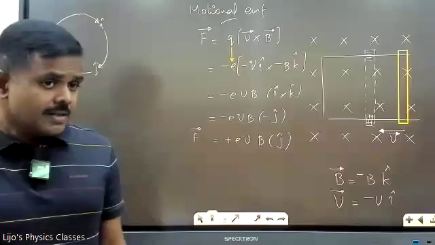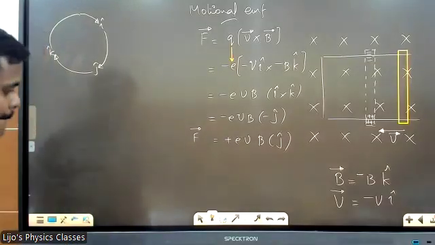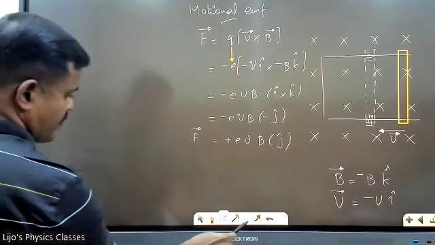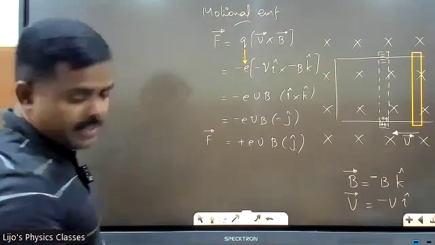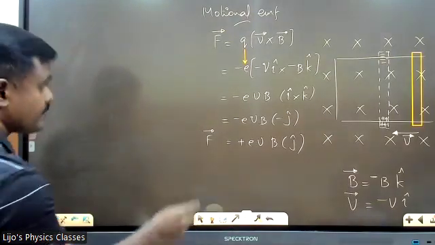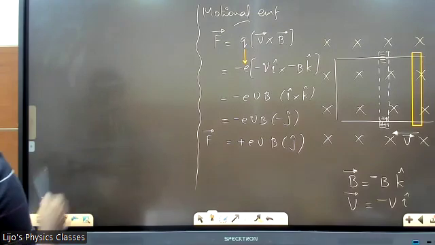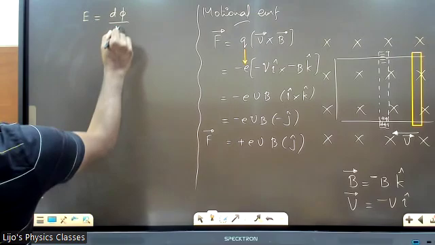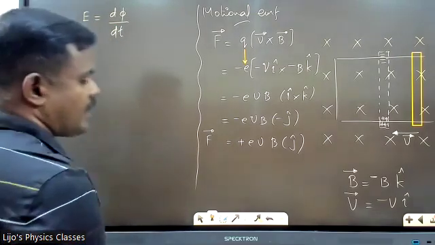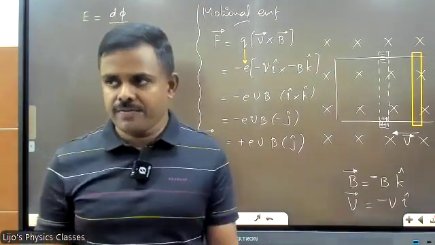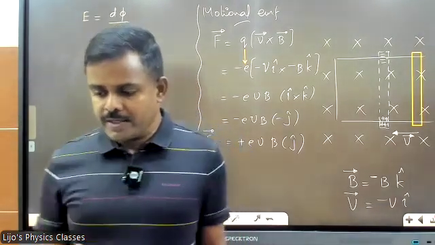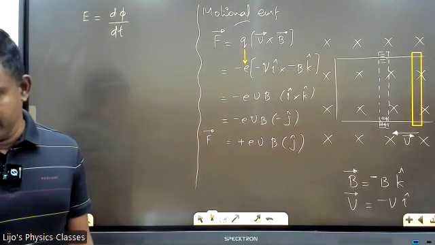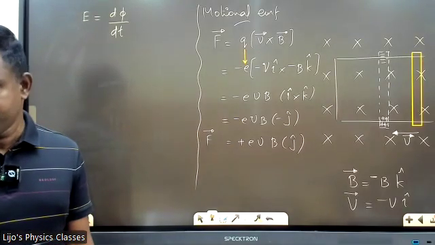Thus, the conductor acts like a cell. The EMF generated this way is called motional EMF.